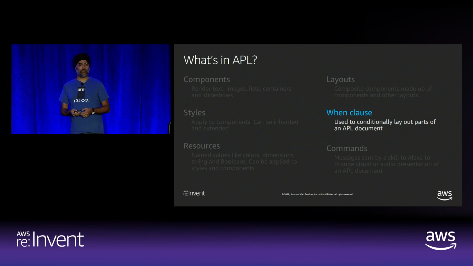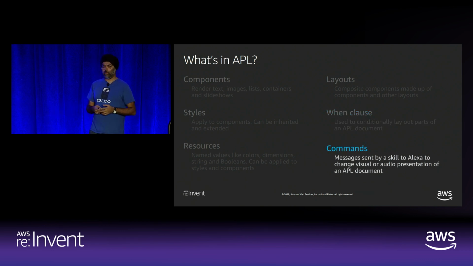There's the when clause, which is a conditional layout. This is how you make your APL documents responsive. If you're familiar with responsive web design, the when clause works similarly. You can conditionally present or hide components based on what's going on the device, what your data source looks like, whether the device has a round screen or a rectangular screen, pixel size, DPI, whatever you want.